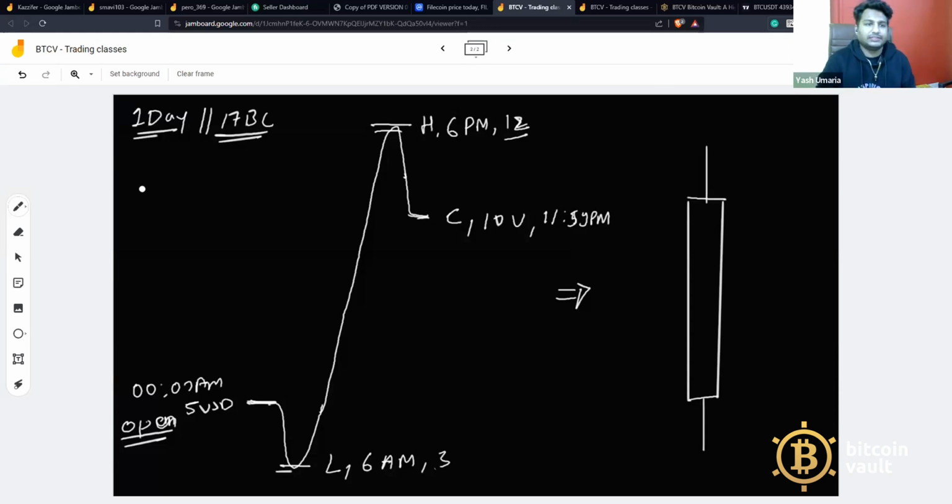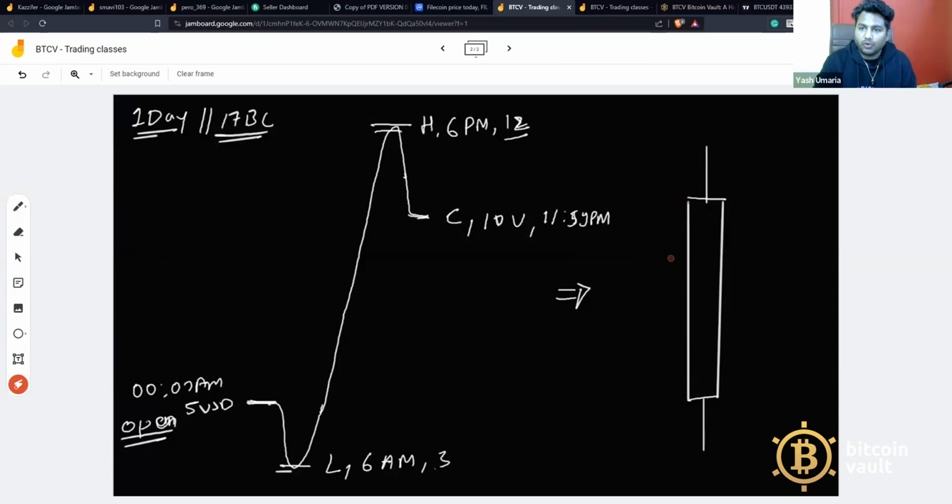So this is our candlestick. This is what we call a Japanese candlestick. Japanese traders created this candlestick to read the market in a proper way. Now let me show you how to put all this information on this particular candlestick. It's going to be very simple. Just hear me out. One more thing before I go to that part: in this candlestick, we have two parts.